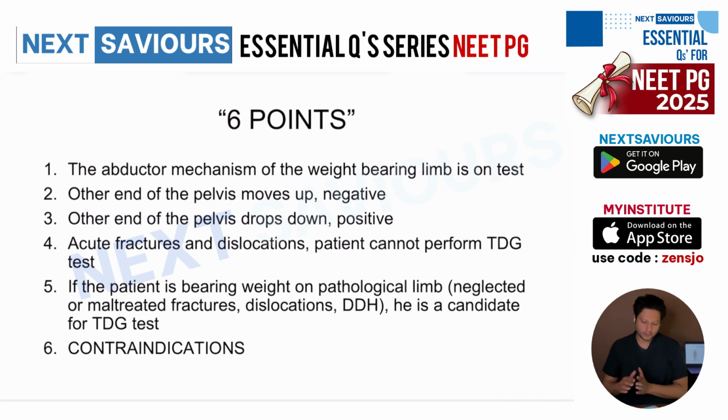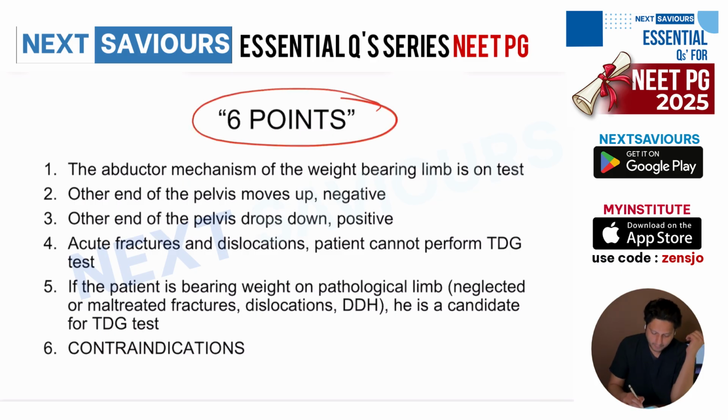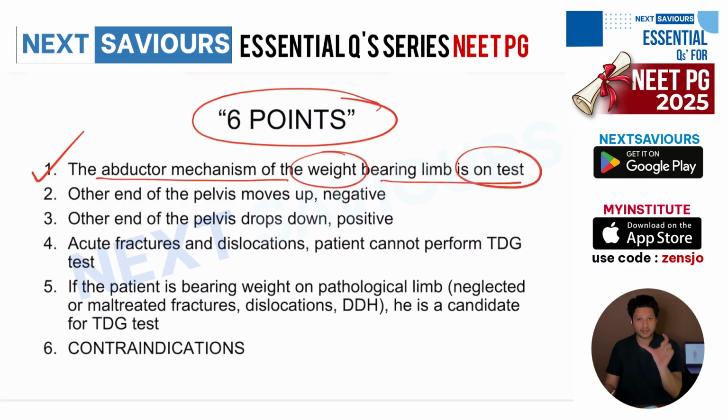So finally, in conclusion, what are the 6 points which you have to remember related to the Trendelenburg test? The first obviously is that the abductor mechanism of the weight bearing limb is on test. Remember which limb is on test, where the patient is asked to bear weight. If the patient is bearing weight on the right lower limb, the abductor mechanism of the right lower limb is on test. Side determination, very important. Point number two, if the other end of the pelvis moves up, the Trendelenburg test is negative. That means the patient is not having any pathology related to the hip joint when you are testing the Trendelenburg. Point number three, when the other end of the pelvis drops down, then it is Trendelenburg test positive.